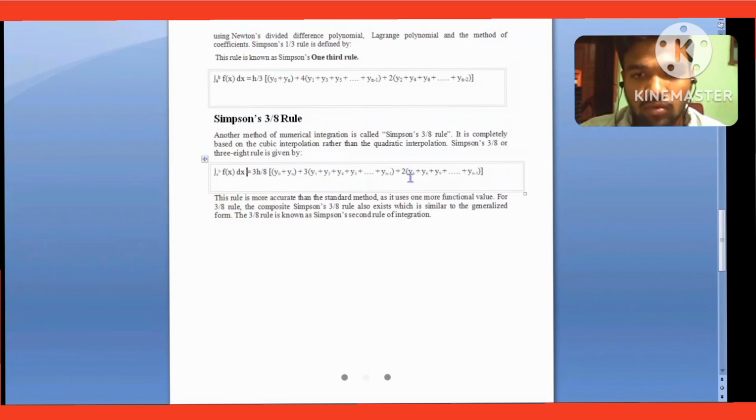Plus 2 multiplied by all the multiples of 3, that is 3, 6, 9 till n minus 3. This rule is more accurate than the standard method.